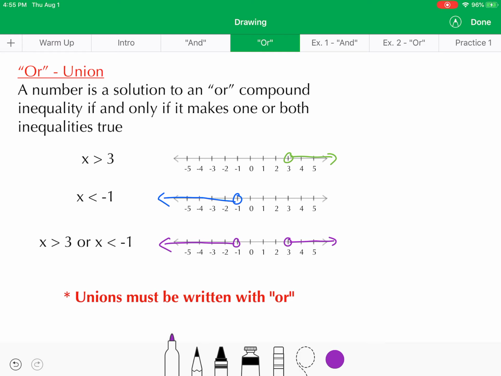Now, unfortunately, there is no other way of writing a union where the inequality direction makes sense. You have to write the word or. So this would be the only way of writing this inequality. It must contain the word or.